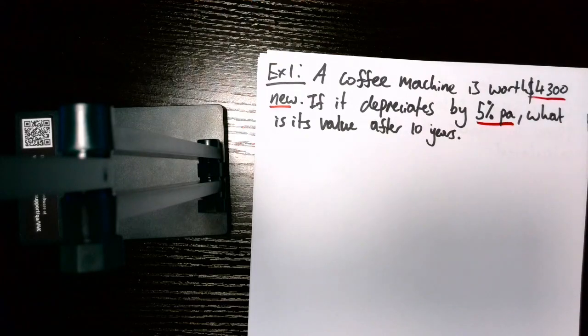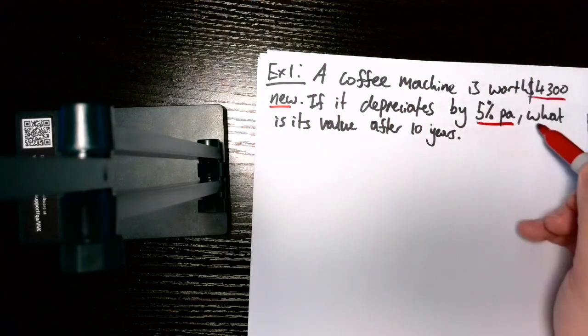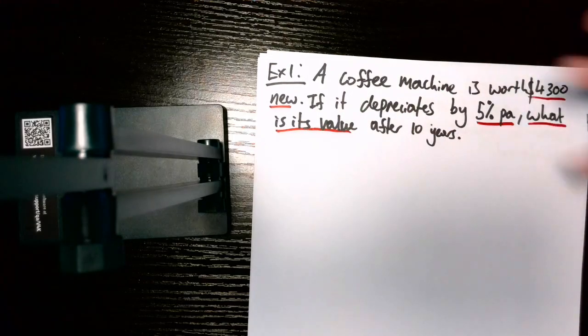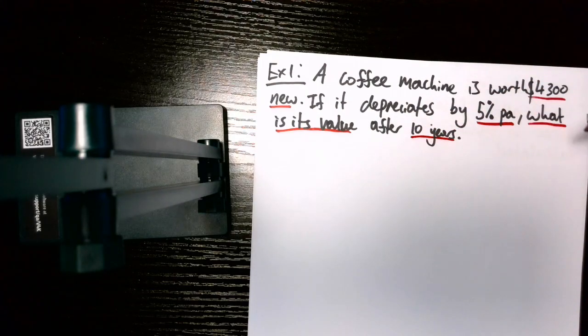Now notice that I say the words depreciation rate here, not interest rate. It's because we're talking about the value of the coffee machine going down, not gaining interest in the value going up. And what it then tells you is, what is its value after 10 years? Well, here in this particular section, what is its value? So its final value, that's going to be our A, after 10 years. And that gives us the number of time periods. Now let's get into how we'll answer this question.